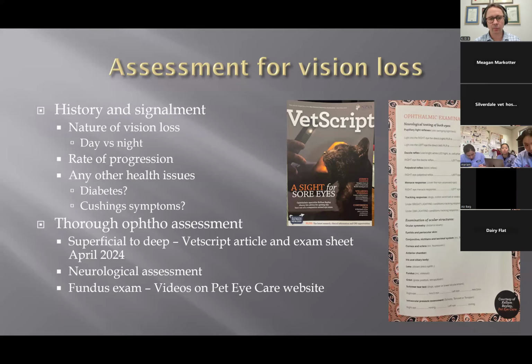And so once we've done a thorough exam, we're also going to assess neurological function, because that's going to be really important when we're trying to determine what the most likely cause of our vision loss is.